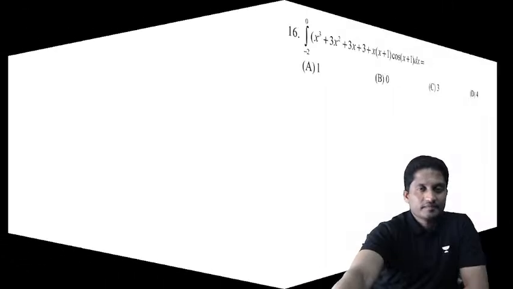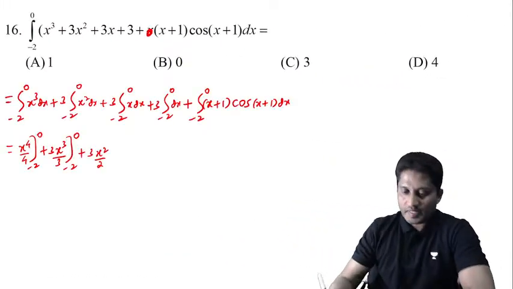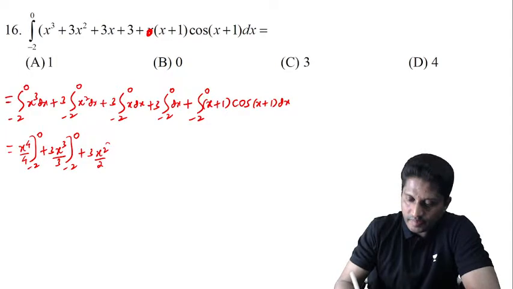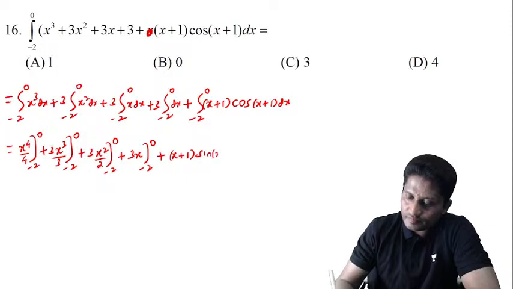Question number 16. So now if I use integration of x is x square by 2 between the limits minus 2 to 0, dx is x between the limits minus 2 to 0. Here I'll use by parts: first function times integral of second function, minus integral of second, that is sine of x plus 1, and differentiation of x plus 1 is 1.